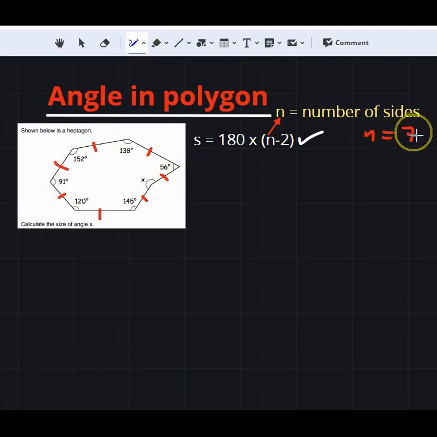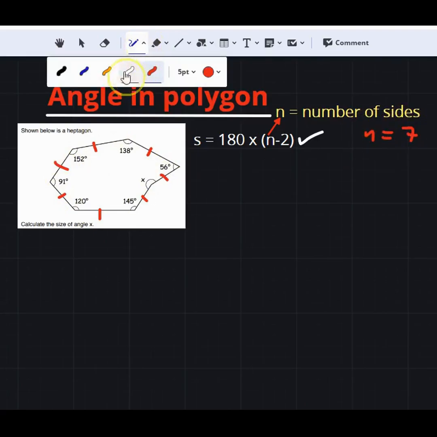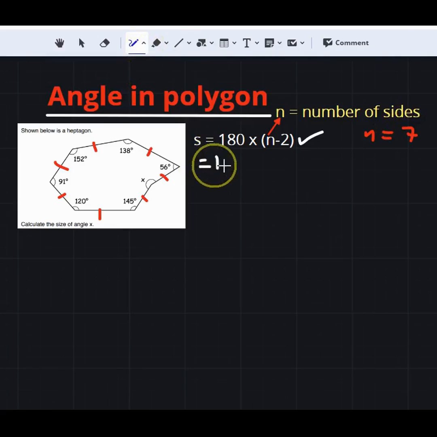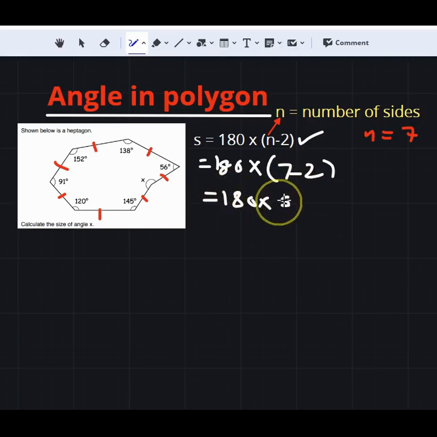Now I substitute 7 in the formula, which is equal to 180 times 7 minus 2, which is 5. So 180 times 5 is equal to 900. So the sum of the interior angles inside this polygon is equal to 900.